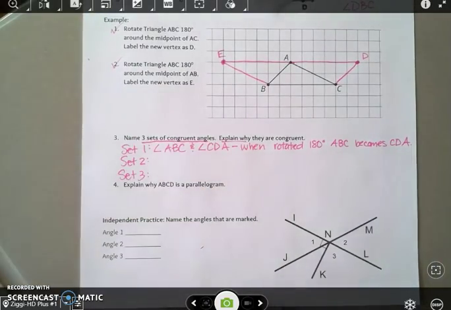Your explanation can be that simple, but you have to include that you rotated 180 degrees for that to happen. You can't just say, well, I know they're the same. We have to be more specific than that.